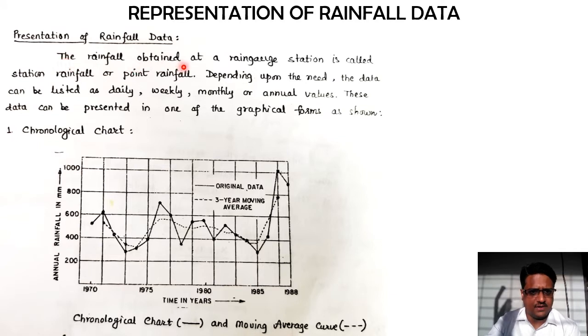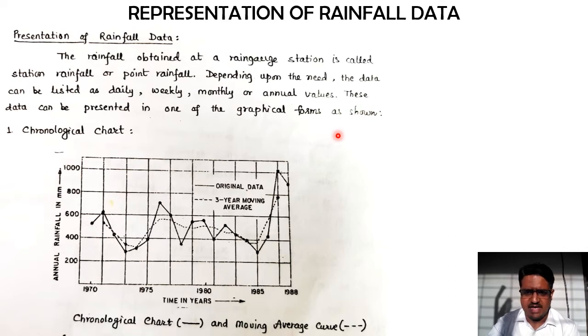The rainfall obtained at a rain gauge station is called station rainfall or point rainfall. Depending upon the need, the data can be listed as daily, weekly, monthly or annual values. As I said, the rotation of that clock drum can be fixed for any of these durations. Those data can be presented in one of the graphical forms as follows.